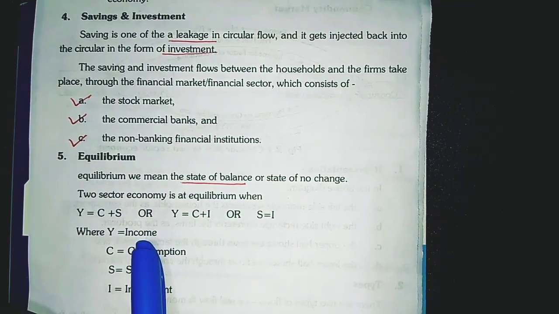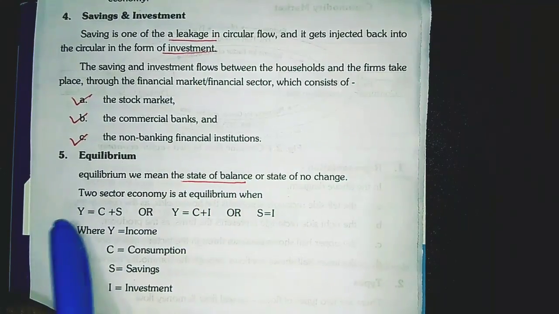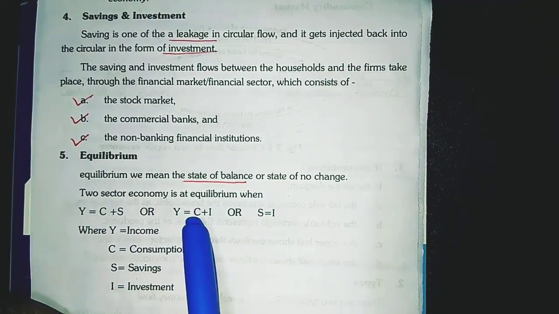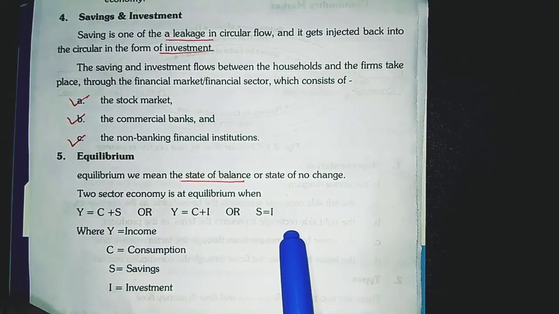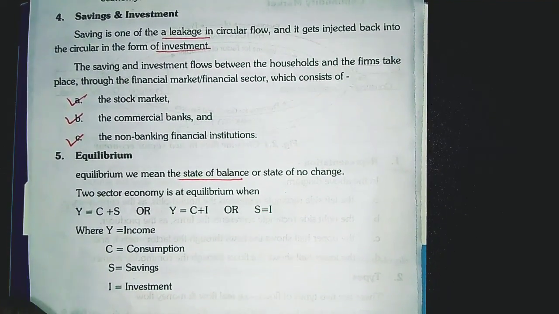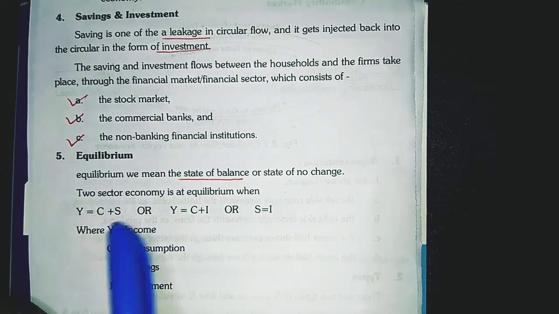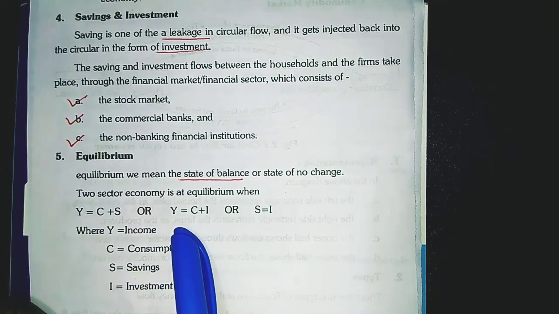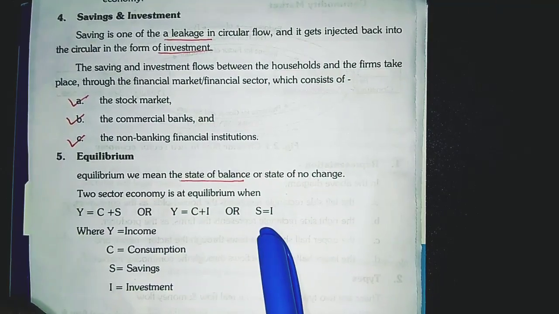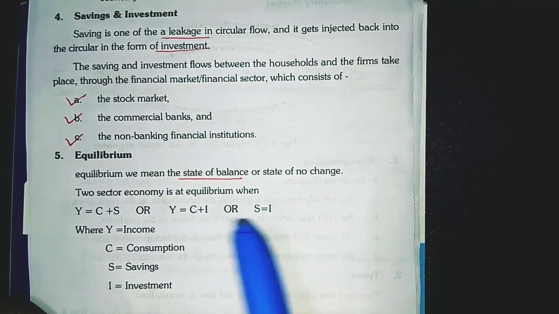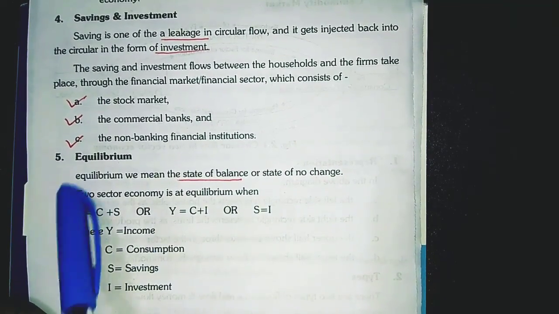What is the meaning of equilibrium? That is a state of balance. So in case of the two sector economy, the equilibrium is, for that we are having the equations, that is income is equal to consumption plus saving, or income is equal to consumption plus investment, or savings is equal to investment. So that is the state of equilibrium for the two sector economy.